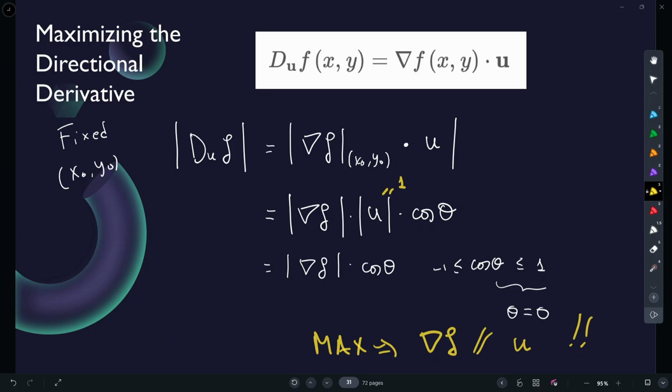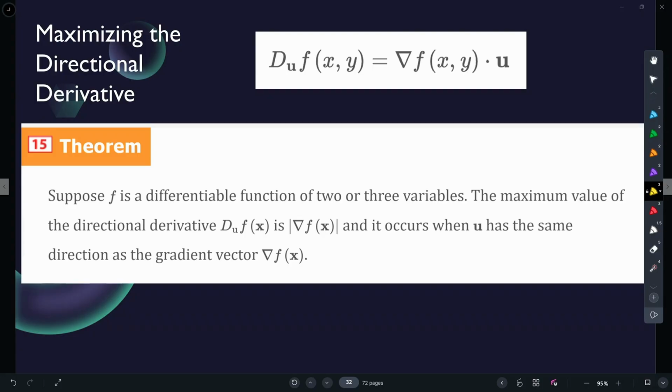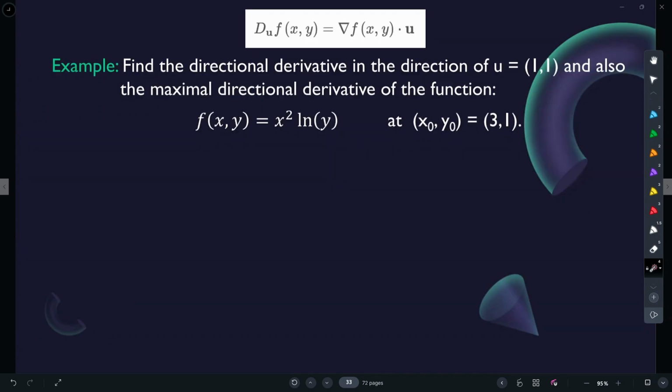So now we have a way to figure out, given a function at a point, where will be the largest possible value of all the possible rates of change in every direction. It will be given by the direction that is parallel to the gradient vector. So this is what this theorem says, that we will have the largest value when u has the same direction as the gradient vector, and the largest possible value is the length of the gradient vector. So let's see that in an example.